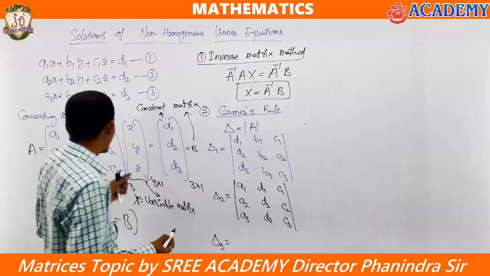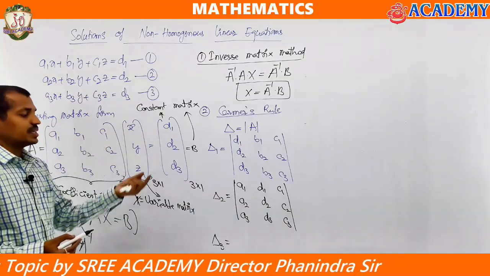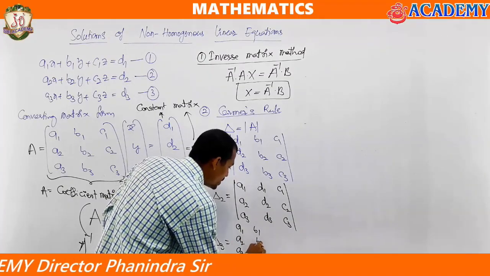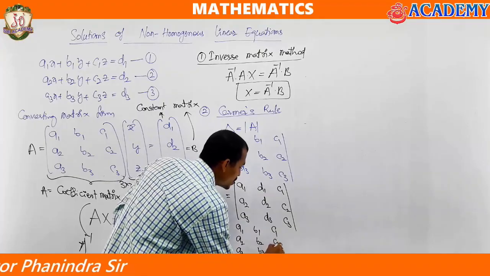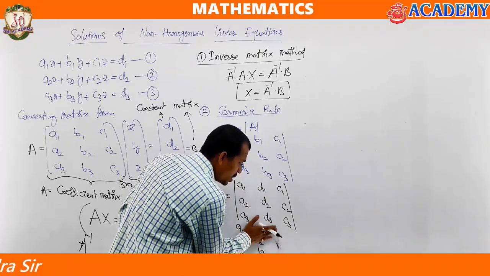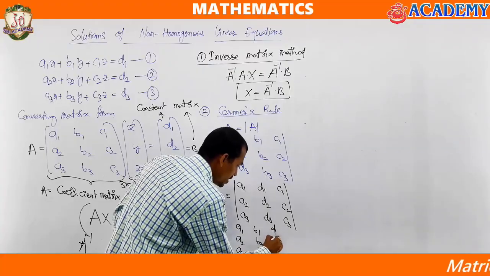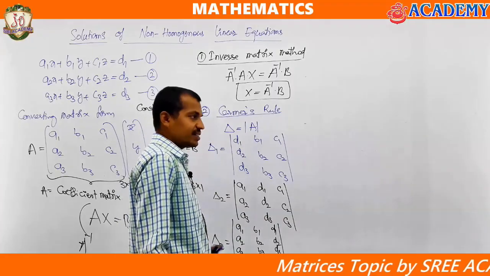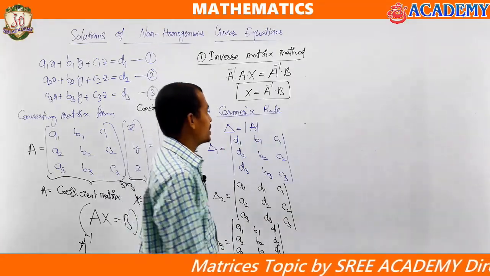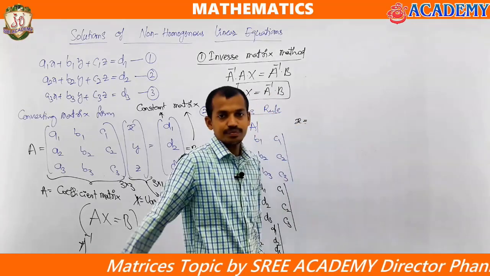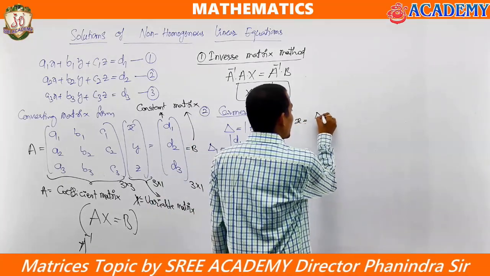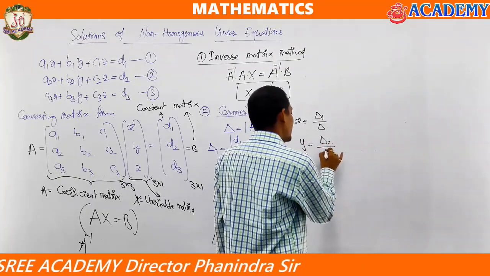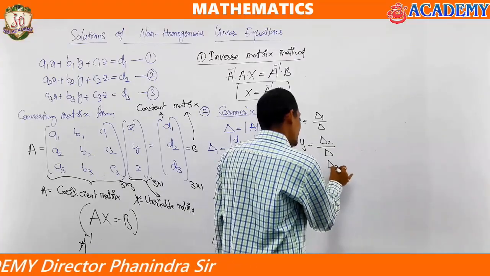We are writing here delta 3. Delta 3 is nothing but replacing the Z coefficients with the constants, that is A1, A2, A3, B1, B2, B3, and in place of C1, C2, C3 you have to write the constant matrix, that is D1, D2, D3. You will get delta 3. By using these 3 values, and delta, that is 4 values, we will write the X, Y, Z values. X is nothing but delta 1 by delta. Y is nothing but delta 2 by delta. Z is nothing but delta 3 by delta.